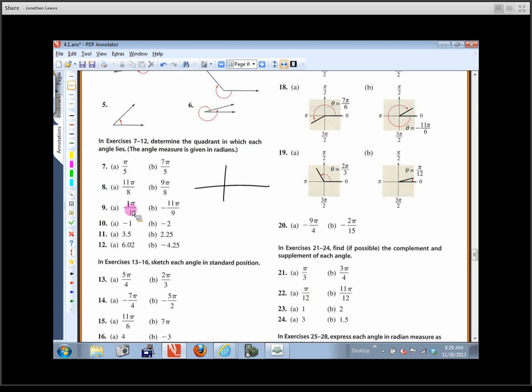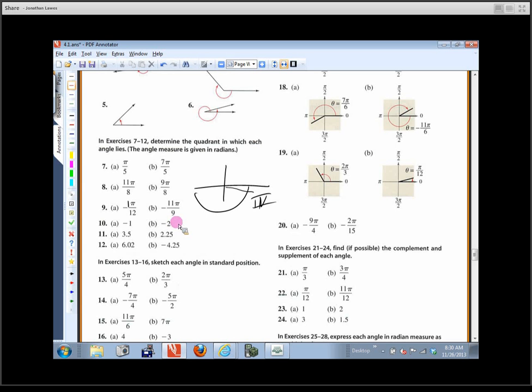1/12 of pi. Negative pi would be going a half circle in the clockwise direction, right? We're going to go what fraction of that? 1/12. We're going to be about right there, a tiny little sliver. It's actually about 15 degrees. So what quadrant is the answer? Just quadrant 4. It's just where the terminal side lies. Now, if you can visualize what that would be, just write down the answer. Let's take a look at this one right here.